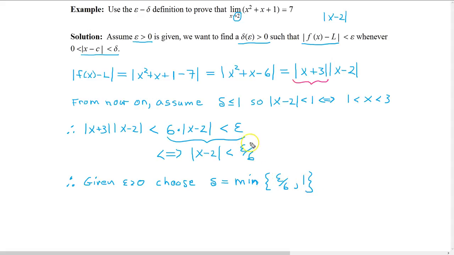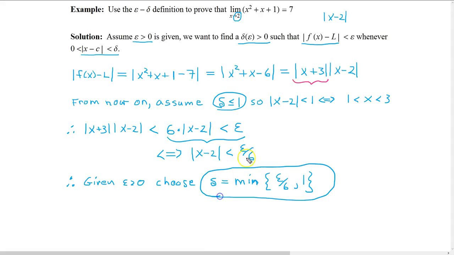Well, if someone came along and gave you the number 12 for epsilon, then 12 divided by 6 is 2, of course. However, we wouldn't pick our delta to be 2 because we said we always assumed that delta was chosen less than or equal to 1. So if you were given epsilon to be 12, you would choose delta to be 1 and not 2. So that's why we have to say it's the minimum of epsilon over 6 or 1. And that is our answer. And so there we go.